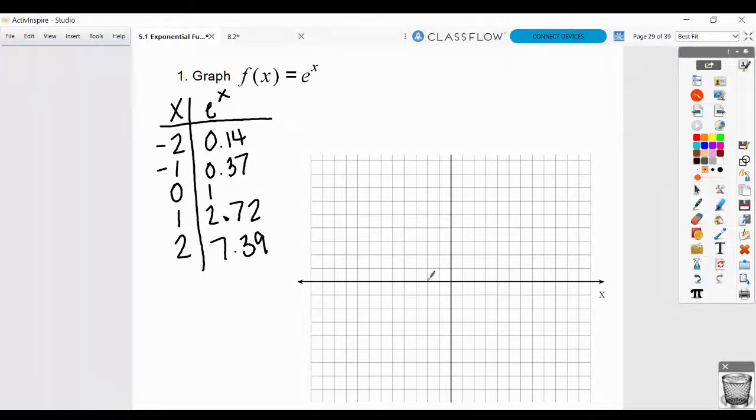So when you go ahead and try and graph this, you notice that it kind of has the same look as what it was before. I'll try and graph this as best as possible. And then 0, 1, 1, 2.72, and then 2. So you notice that it has the same characteristics as the exponential functions before.